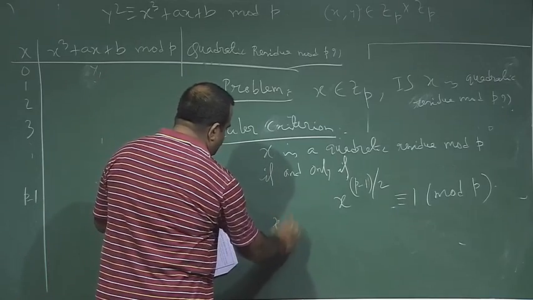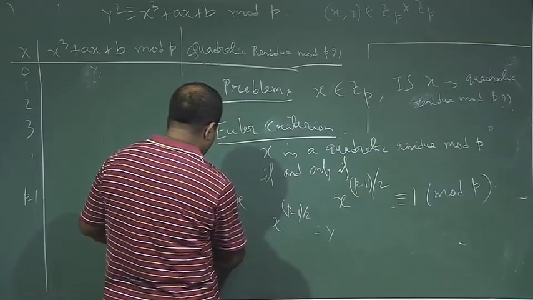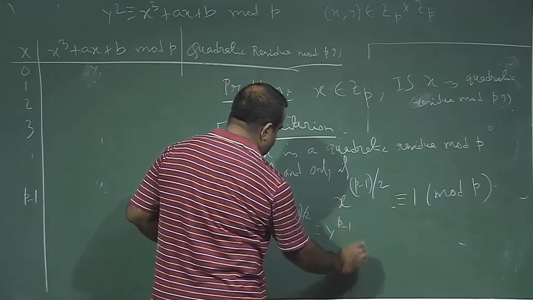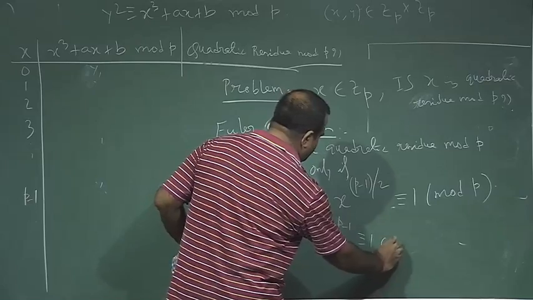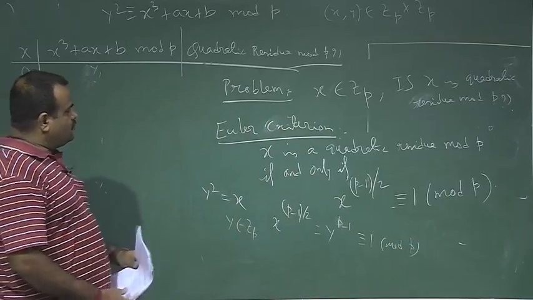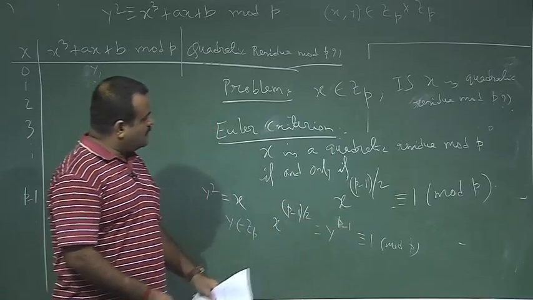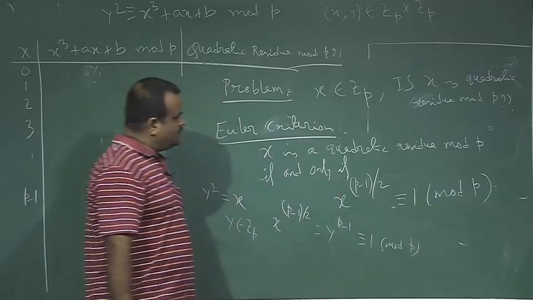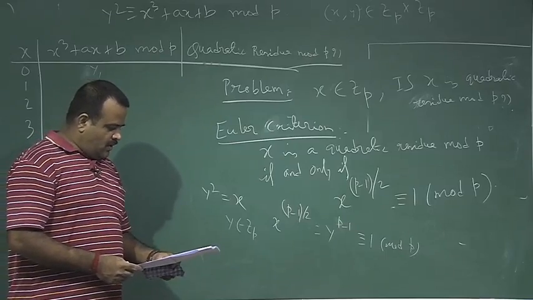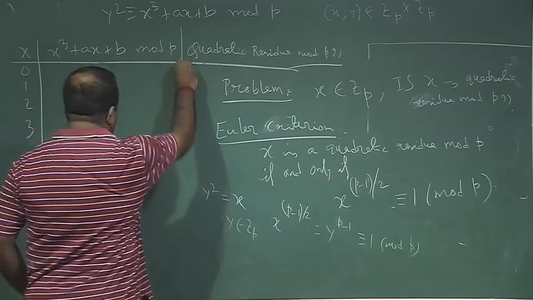So, we can just put it here. x to the power (p minus 1) by 2 is basically y squared to that power, where y belongs to Z_p and p is a prime. So, this is basically y to the p minus 1, which is congruent to 1 mod p by Fermat's theorem. This we have seen. Now, the reverse is also true. If this is true, then we can show that it has a square root. This proof we have seen.